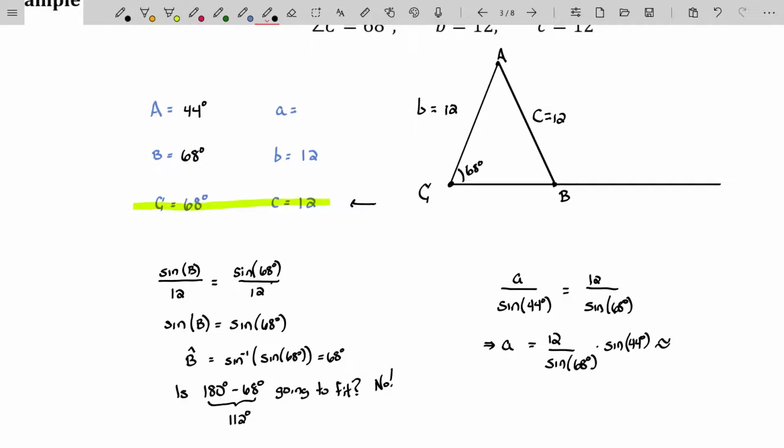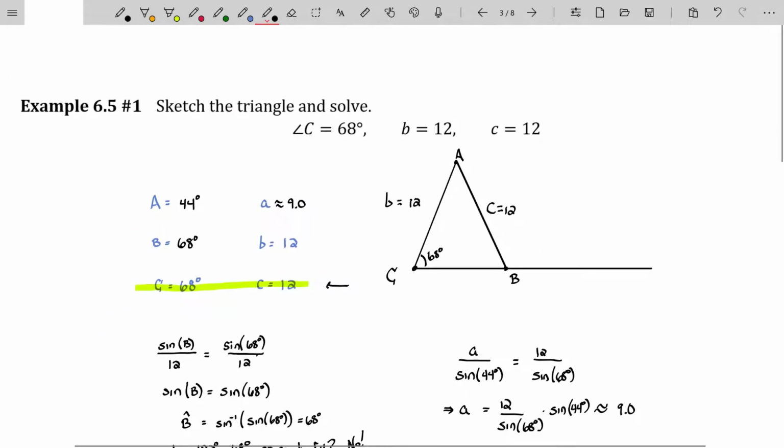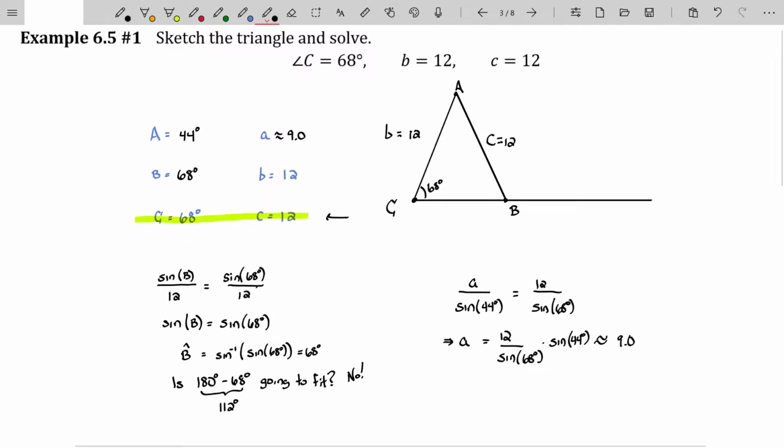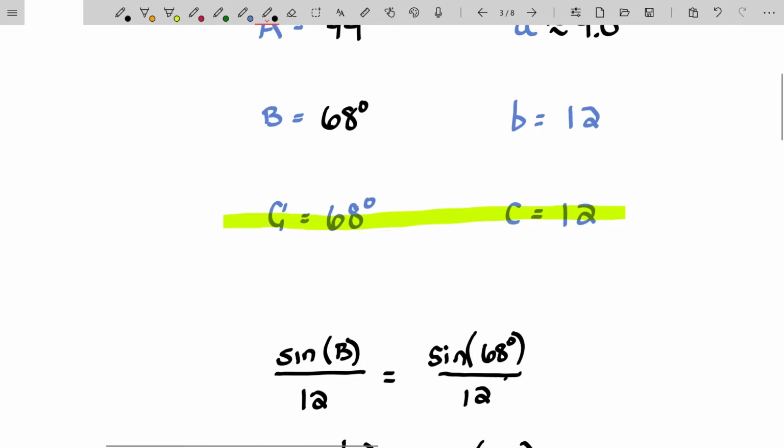And that's approximately, grabbing a calculator here, 12 times sine of 44 divided by sine of 68. And I get roughly, I'm going to round to a single decimal place, 9.0. It's not actually 9.0, it's 8.99 and change, but I rounded to a single decimal place, so 9.0, approximately. There we go. All right, so we've actually sketched and solved the triangle. And the big key here is just that we started with a full complete row.